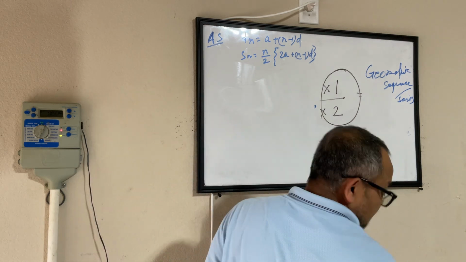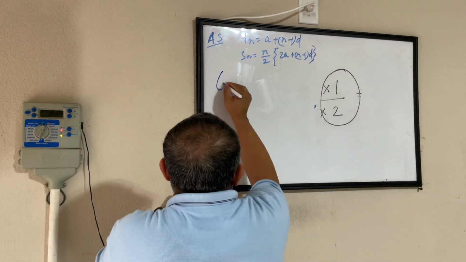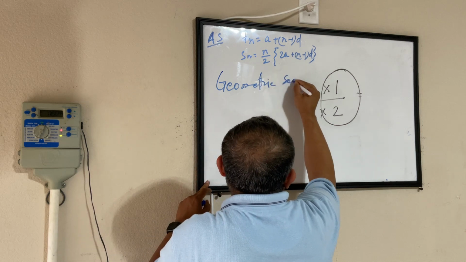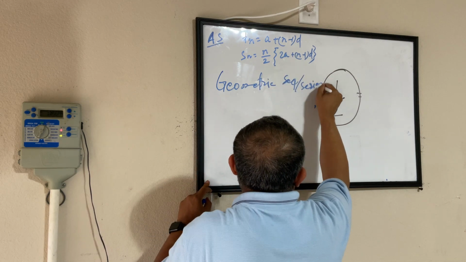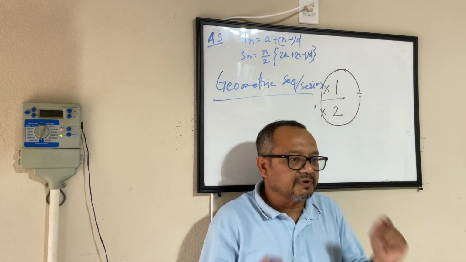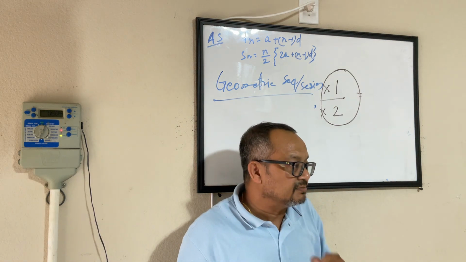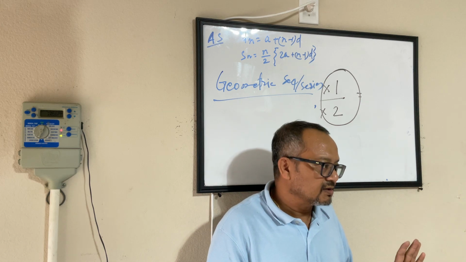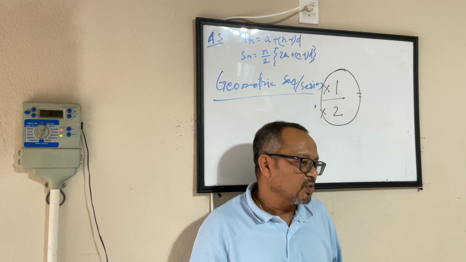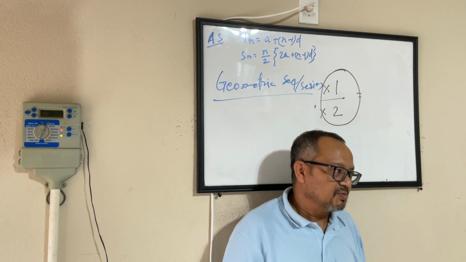Okay. Now let's use this board for talking about geometric sequence and series. Now, arithmetic sequence and series, you guys are clear. You know that when there is a very standard, predictable, common difference between any two consecutive terms, that is arithmetic sequence. What is a geometric sequence? Represented by multiplying. Multiplying. Okay.